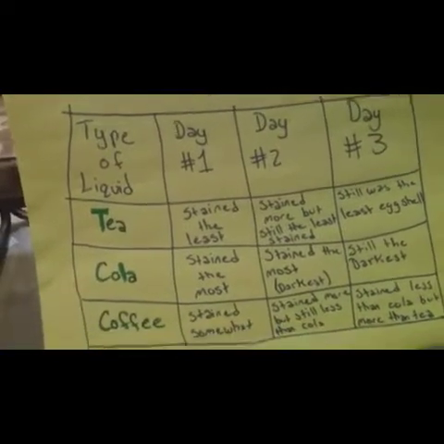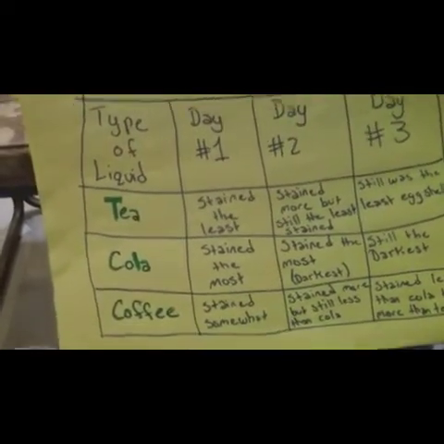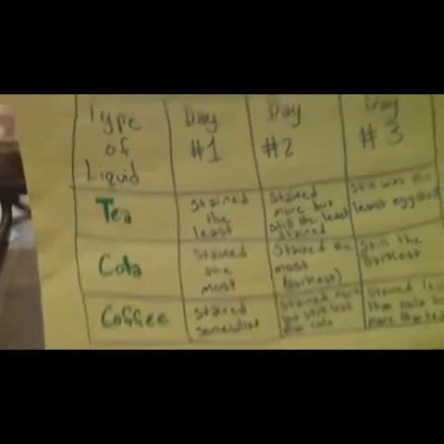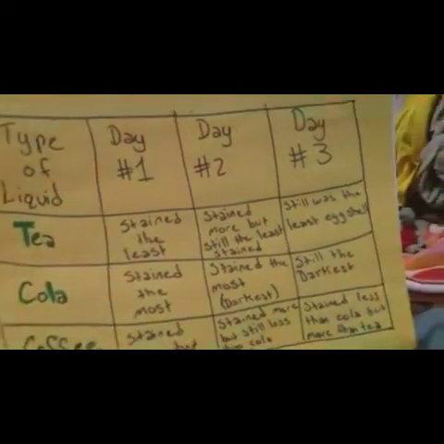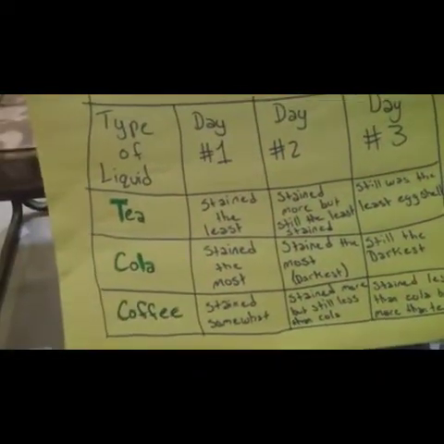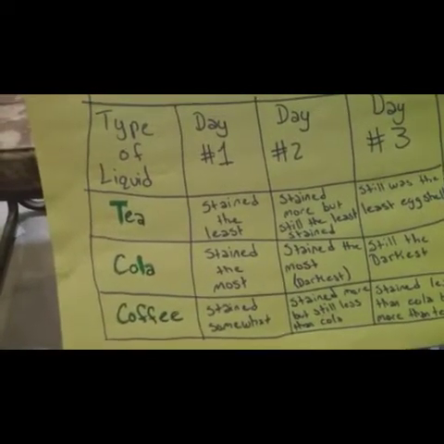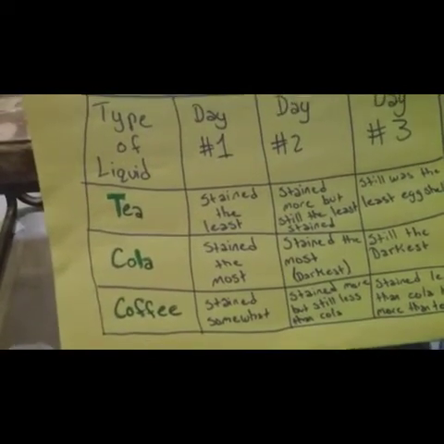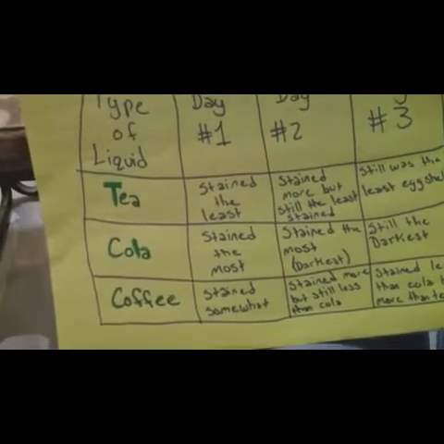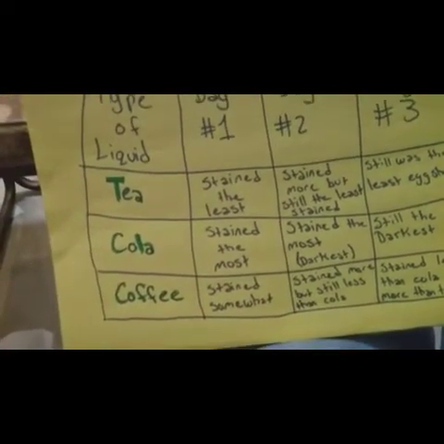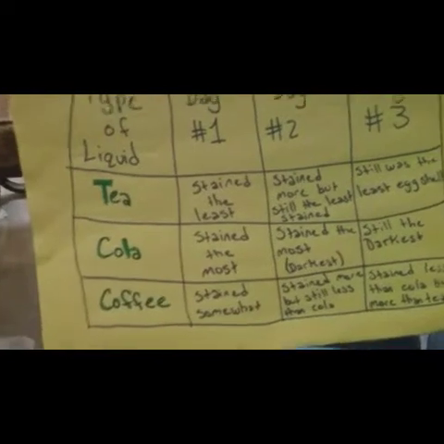This is my data. Here is the type of liquid on the side. This is tea, cola, and coffee. And day 1, day 2, and day 3. On day 1, the eggshell with the tea was stained the least. The eggshell with the cola was stained the most, and the coffee was in between.